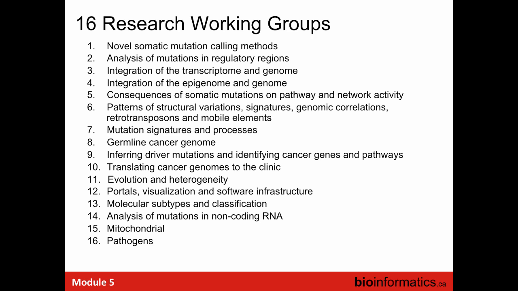These are the 16 working groups. Obviously, we have mutation calling at the top, which is very important for this project. We also have groups specialized in looking at regulatory regions and transcriptomes. Transcriptome is another data set we collect in this project. We also have methylation data at a smaller scale, but it's still important to look at. And of course, we look at driver pathways, mutational signatures, and now we can also look at the germline cancer genome across these patients. All in all, it's a very interesting set of scientific questions to probe, and these working groups are working hard to try to make some discoveries out of this data set.